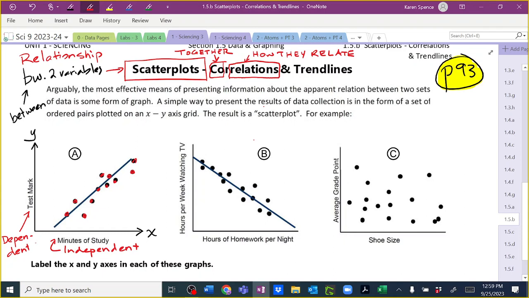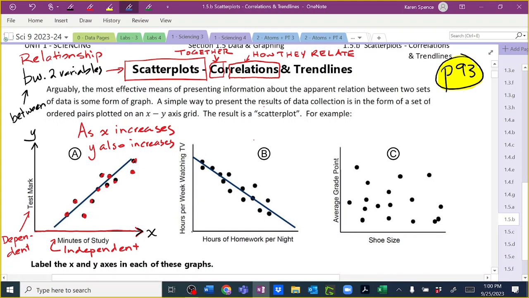Yes, Jonah. In A and B, you can see as x increases, as we go from left to right, as x increases, what's happening to the y value? As x is getting bigger, yes, Jonah? Yeah, the y also increases. So that's A.